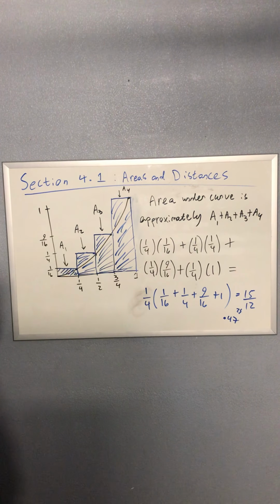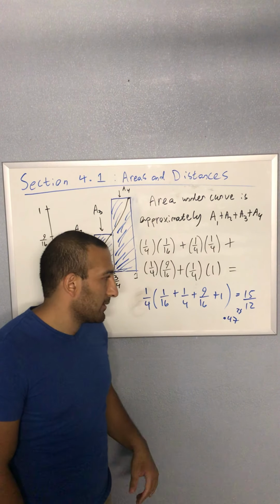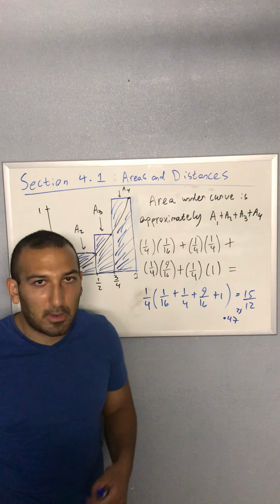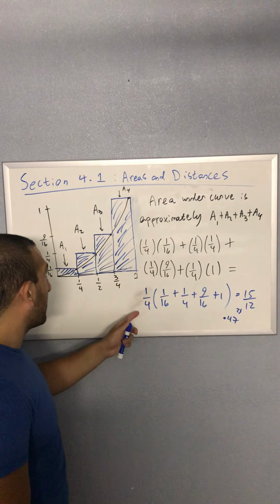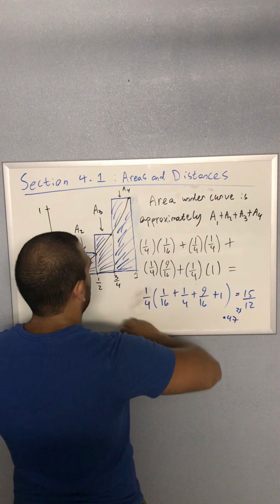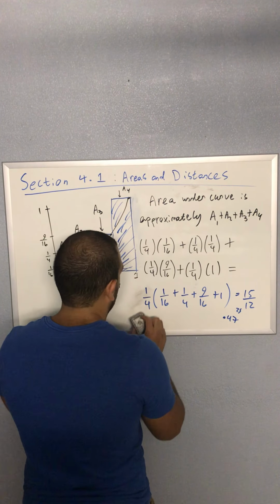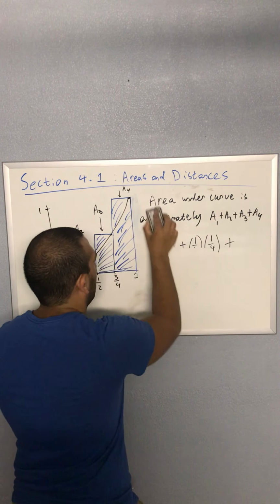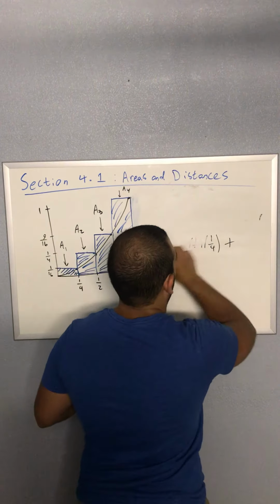So with this way of estimating the area, we get 0.47, roughly. Okay? Now, remember I said that we were taking the right endpoints. So let me erase some of this, sorry, limited board space, and kind of summarize what we have.